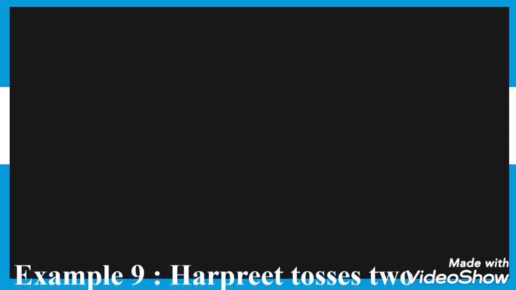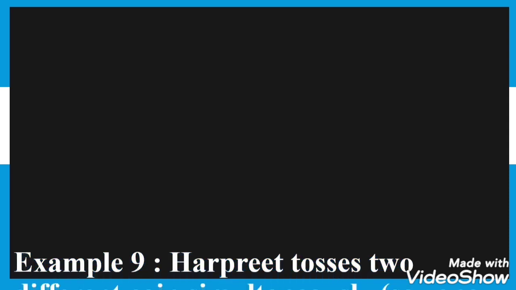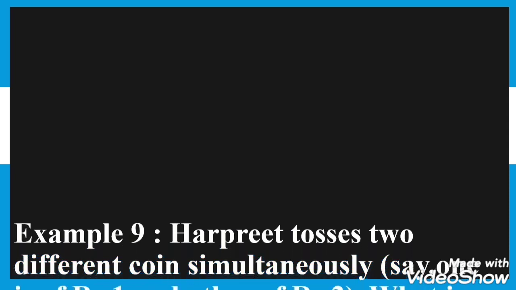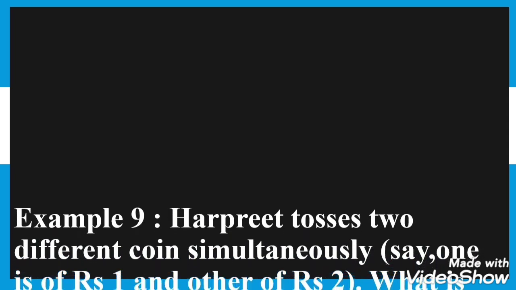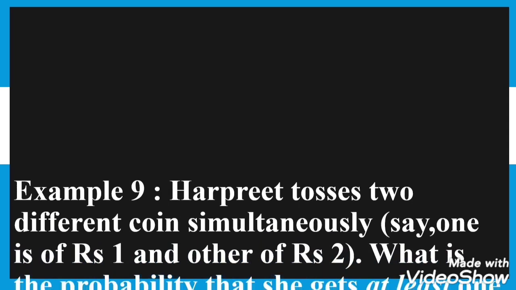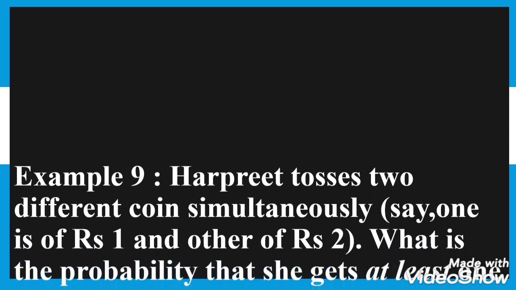And next we move on to question number 9. So 9 is different from the other two. By tossing a coin, we have to find out the probability. For example 9: Harpreet tosses 2 different coins simultaneously. The first coin we say is rupees 1 and the second coin is rupees 2. What is the probability that she gets at least one head?